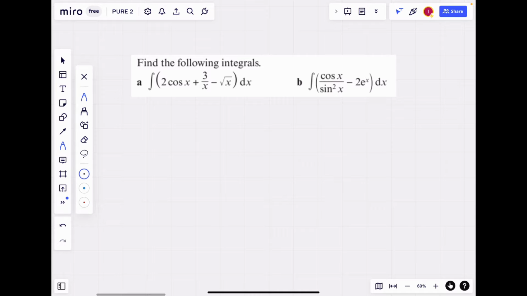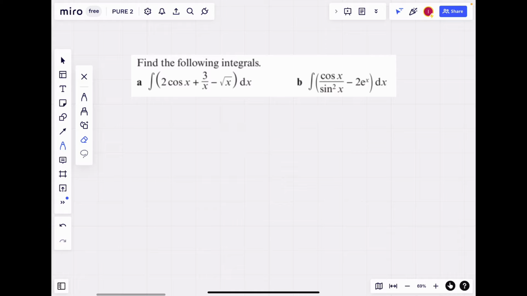When you are integrating, you always want your terms in terms of powers, right? So let's say if you have 1 over x squared, you want to convert that into x to the power of minus 2. You don't want any fractions, you don't want any surds, you want to convert them using your indices rules, and you want to simplify as much as possible before you even integrate.